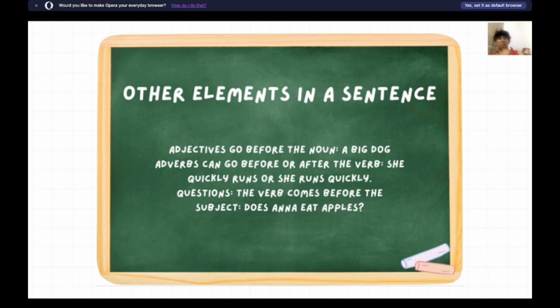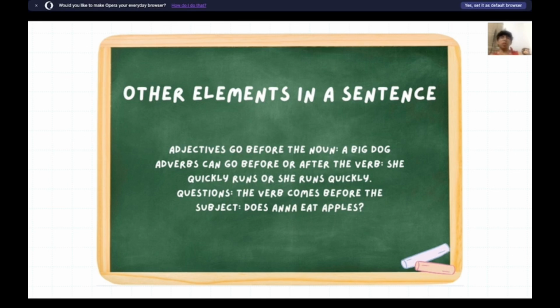For example, the adjectives go before the noun. In this example, a big dog. The adjective always goes before the noun we are talking about, never after, like in Spanish. Adverbs can go before or after the verb.